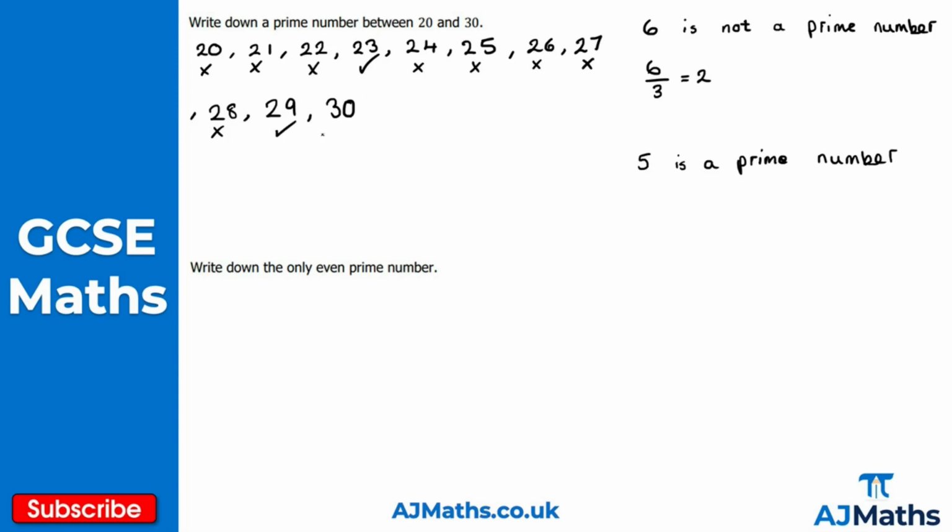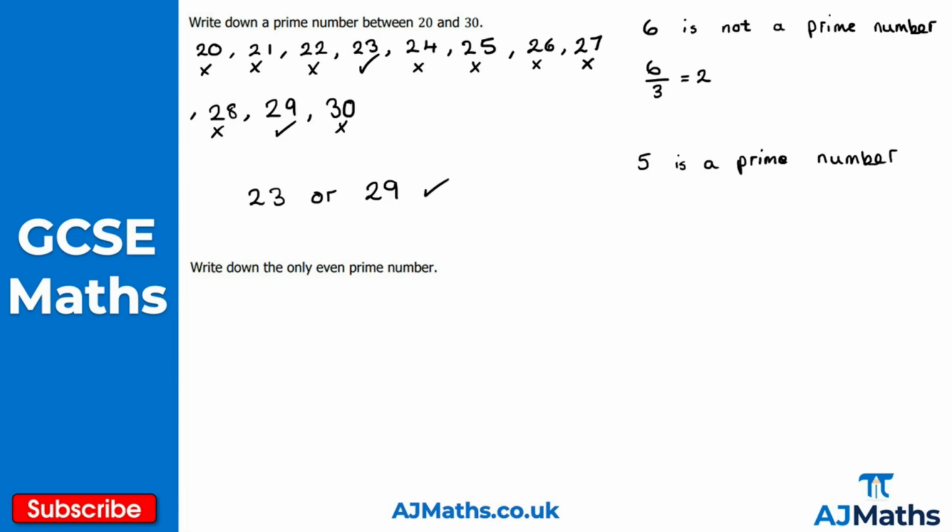And then finally 30 here, again, that's an even number, so it's divisible by 2. So that leaves me with 2 options here for a prime number between 20 and 30. So I can either pick 23 or 29 there. Okay, and there we have it. So that's our solution to that question there.